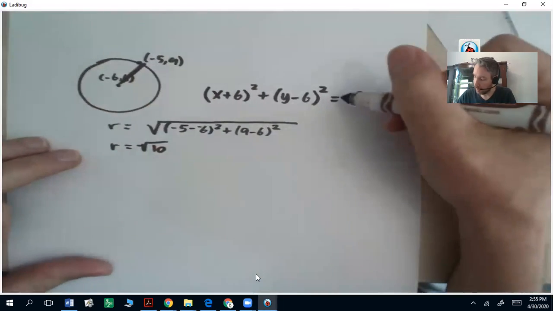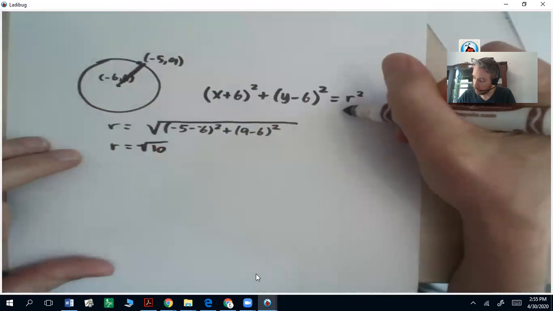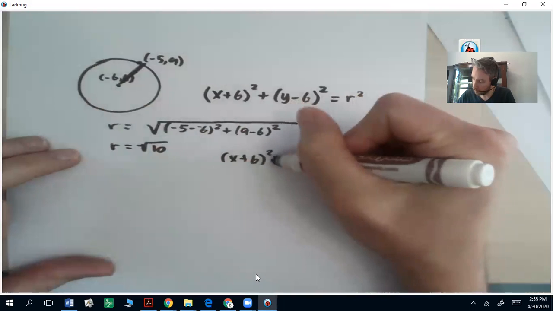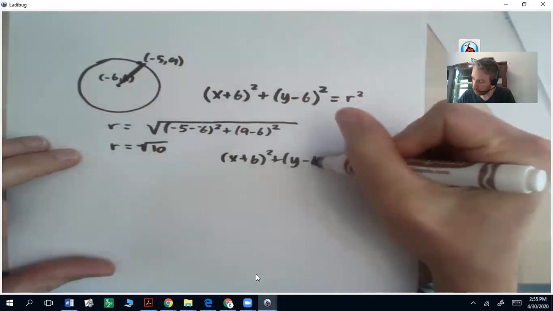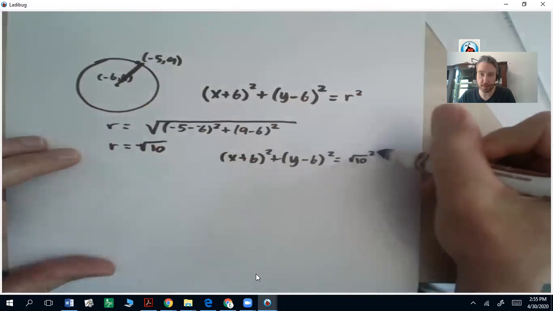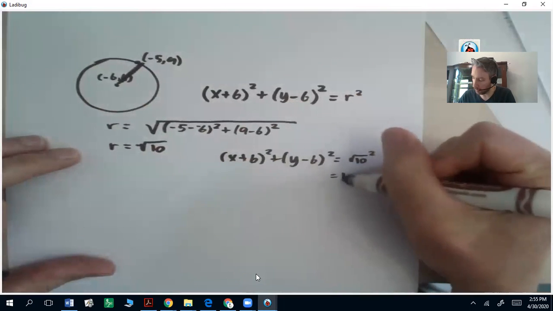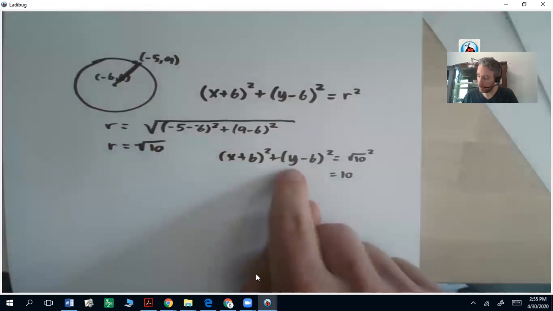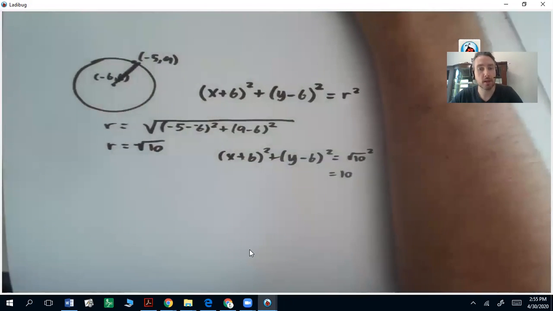So that means the radius squared is going to cancel that square root out. So it's just going to be equal to 10. So you'll put in x plus 6 squared plus y minus 6 squared equals 10.